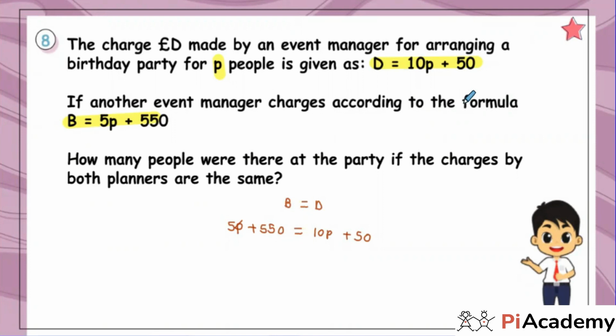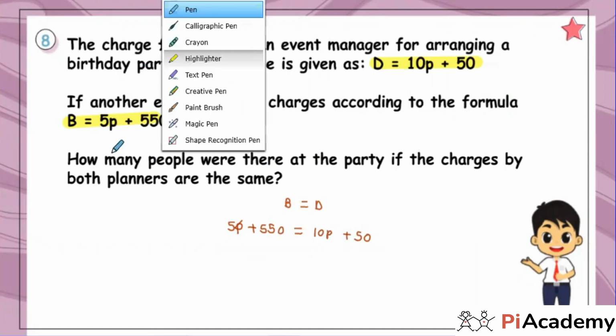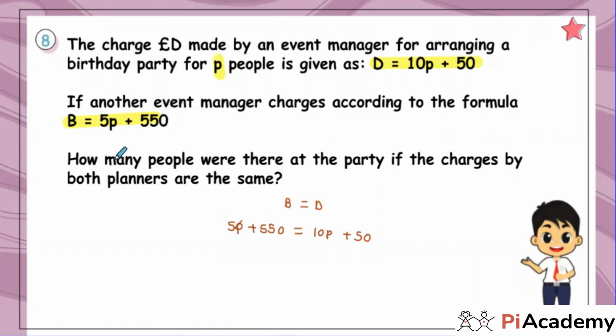For example, for any event party, they are charging 550 as a fixed charge. There's a base payment. After that, the other charge will depend on the number of people. So this is the fixed charge and this is the variable charge. But that's fine as a curiosity based question. Otherwise the question is just equate them and figure out the number of people for which both event managers will charge the same amount, right?